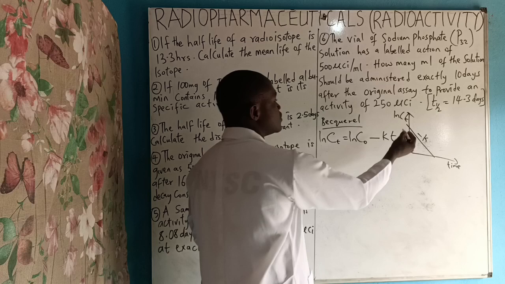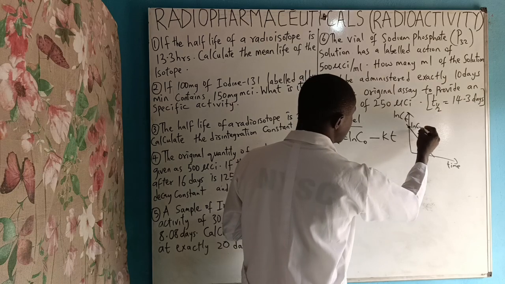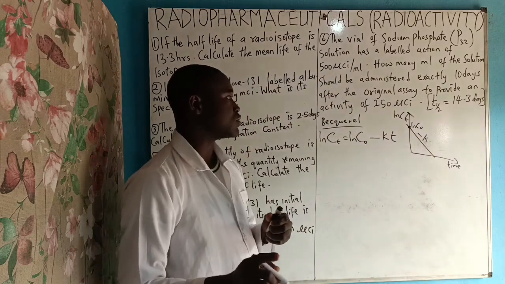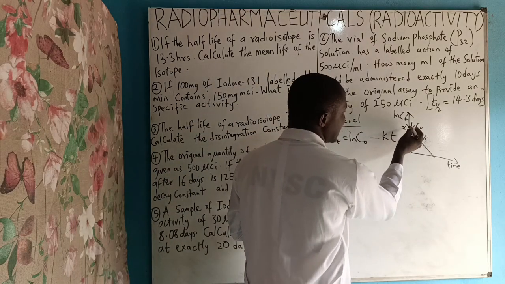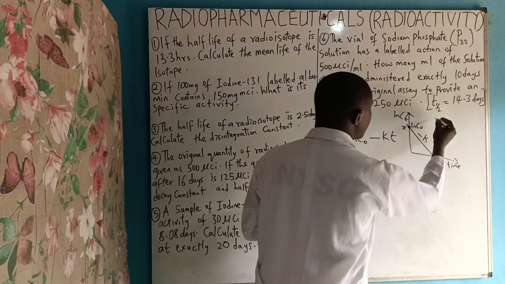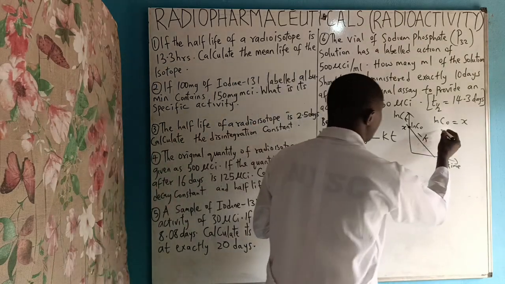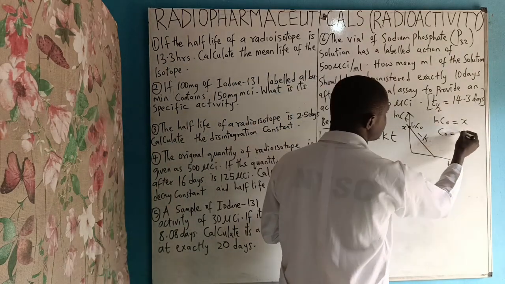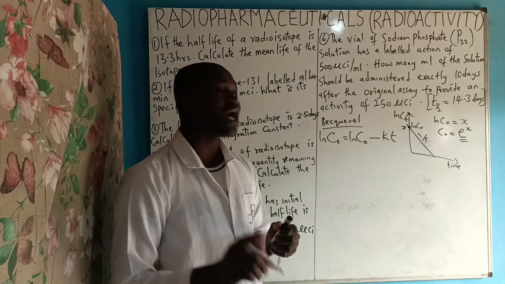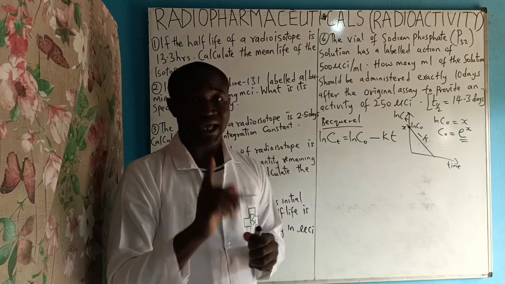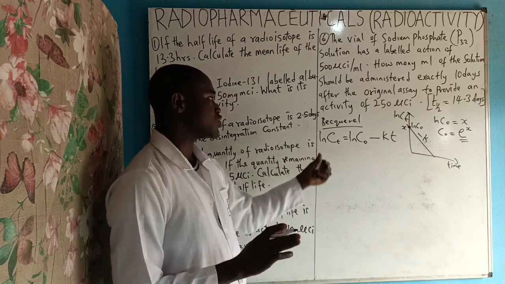And so this is the intercept, where we call it ln C0, ln of the initial concentration. The C0 means initial concentration. And so if that intercept is equal to x, it means that ln C0 is equal to what? x. ln C0 is equal to x, and therefore C0 will be equal to, opposite of ln is exponential, e raised to the power of x. That will be how to deduce the value of initial concentration from the graph. And so we said radioactivity or radiopharmaceutical products obey the first order reaction equation, and so it will go this way.